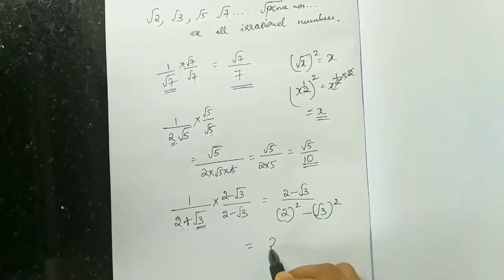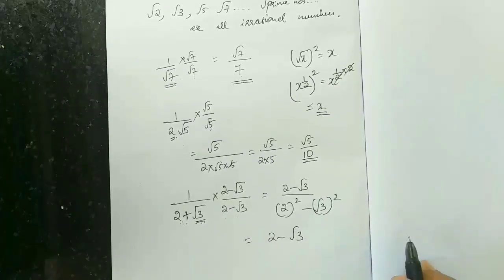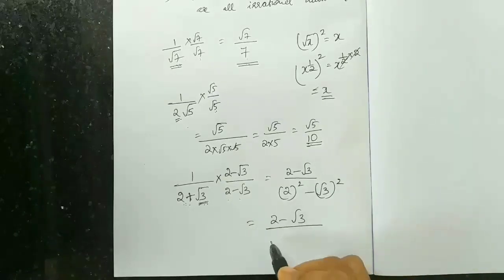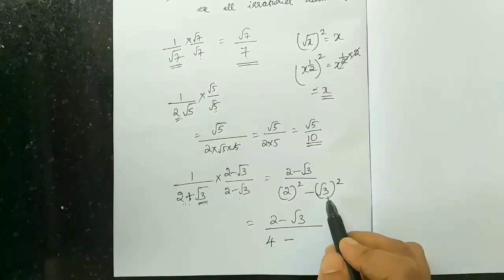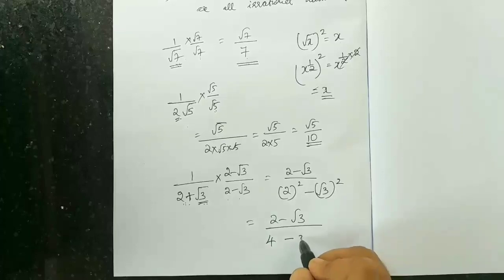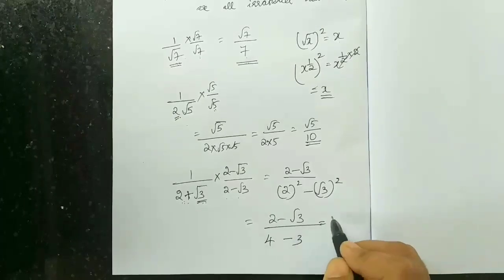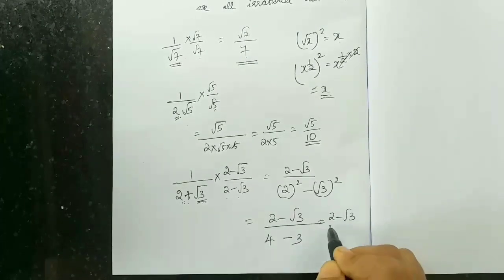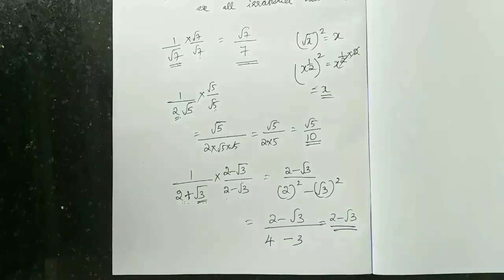So the answer is 2 minus root 3 divided by, what is 2 square? 4. And what is root 3 whole square? 3. So the final answer is 2 minus root 3 by 1, or 2 minus root 3 itself. By 1 you can write, or it's your wish. Okay, by 1 is optional. So 2 minus root 3 is the final answer.